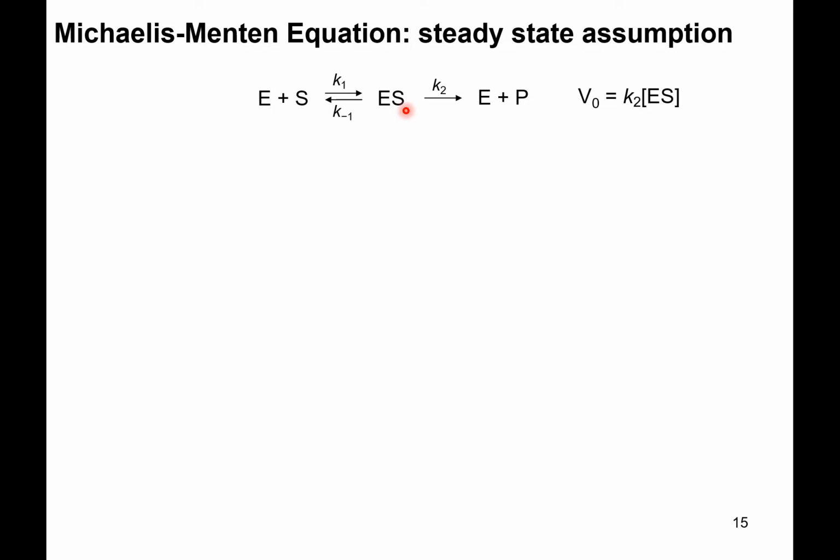So the steady state assumption is really saying that the amount of enzyme substrate complex is at a steady state. It's not changing. And when that happens, the rate of our reaction is simply this part, the second part. So V naught equals K2 times this enzyme substrate complex concentration.